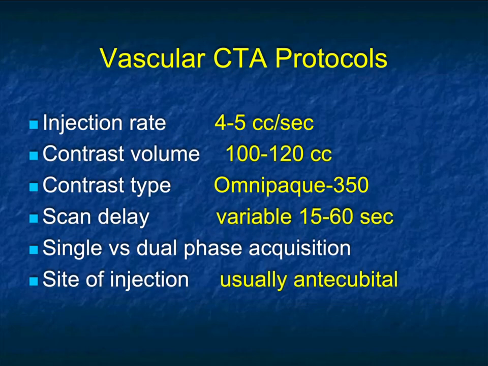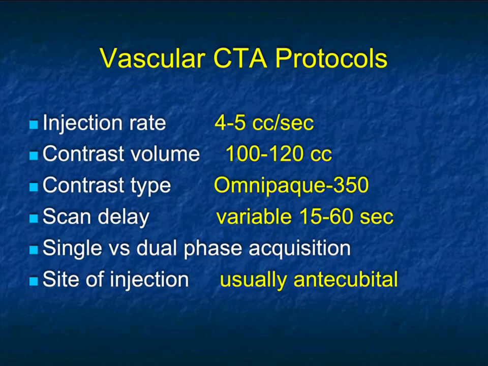Ideally 5 cc's a second, 100 to 120 cc's of contrast. With newer scanners, you can get by often with 80 cc's of contrast. We use Omnipaque or Visipaque. And again, if we're doing scan delays, it's typically about 35 seconds arterial and about 65 seconds for venous. Depending on the application, we'll do single or dual phase imaging. If I need to look at venous and arterial, obviously it's dual phase.